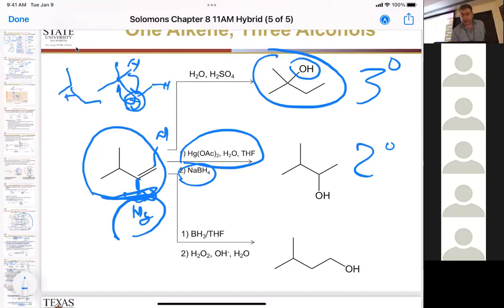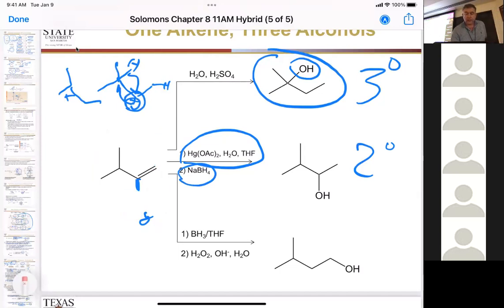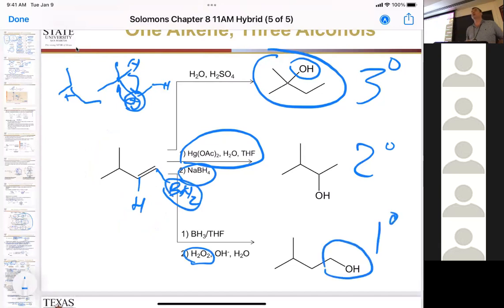And with the hydroboration oxidation, we end up getting the boron on this side, getting the hydrogen on this side. And when we oxidize off the boron, we get a primary alcohol. Okay. One substrate, three different alcohols by choosing your reagent. So selectivity in reagent is what we need to focus on for the rest of organic chemistry.